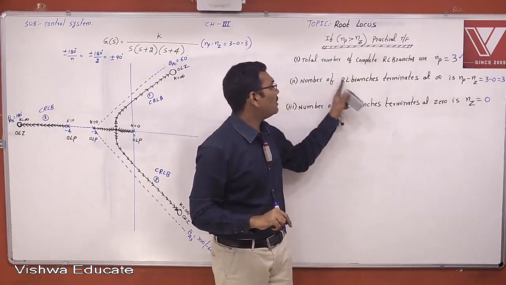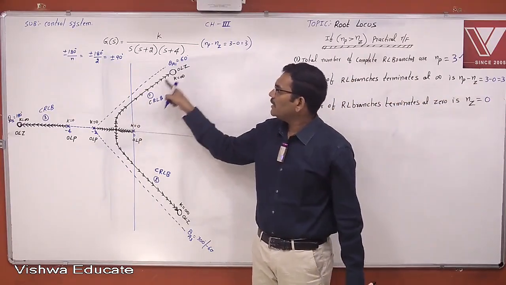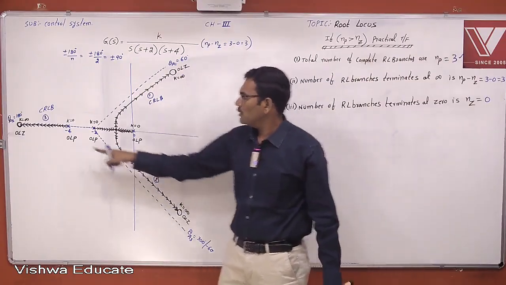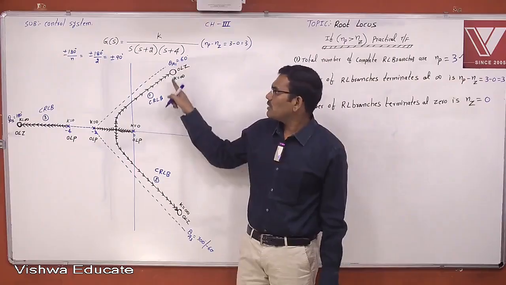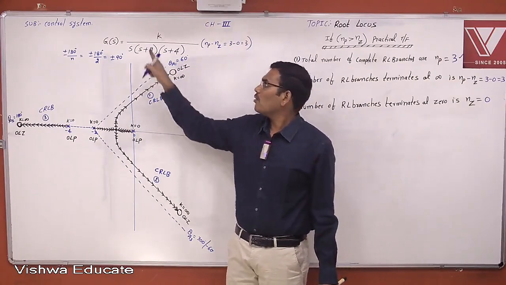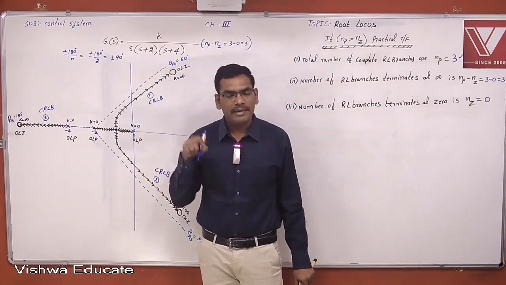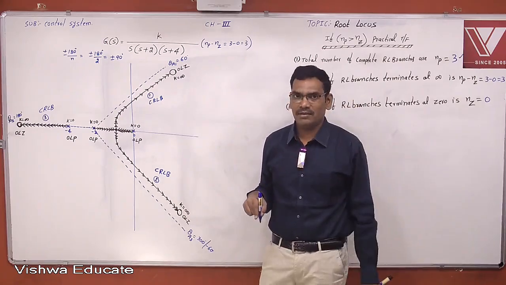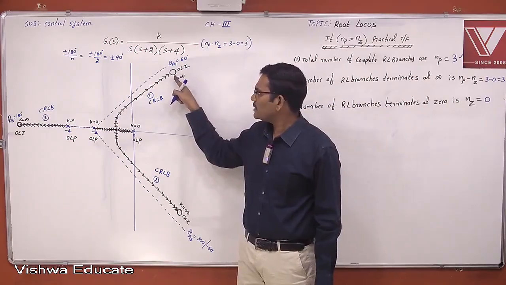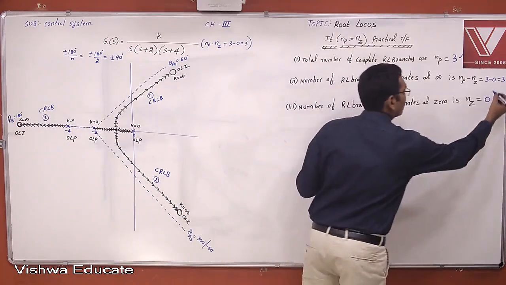Next, how many branches terminate at infinity? 3. Terminating at infinity, 1, 2, 3. So don't say this is 0. This is the 0 which is available at infinity. This is a 0 of the transfer function, but these zeros are not visible, though they exist at infinity. So the total number of branches terminating at infinity is 3: one branch, second branch, third branch. So this is also correct.